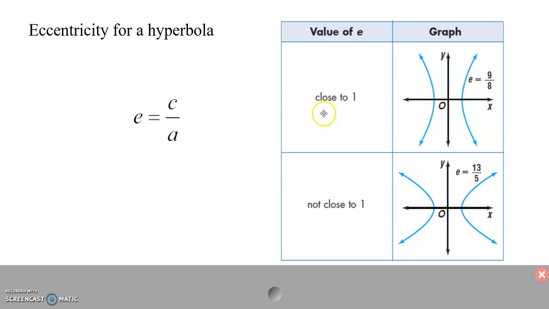Now, if the value is very close to 1, the hyperbola will be really stretched out in a really wide curve. This would be an example of an eccentricity of 9/8. As you get farther and farther from 1, so the bigger the eccentricity is, the more compressed the hyperbola gets, as the curve gets closer together.